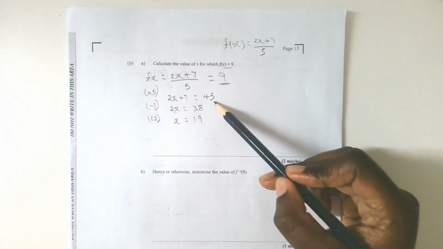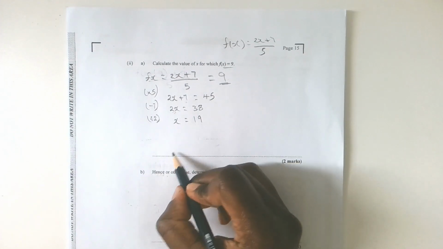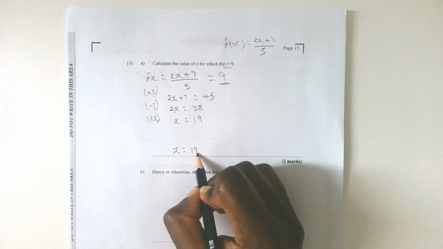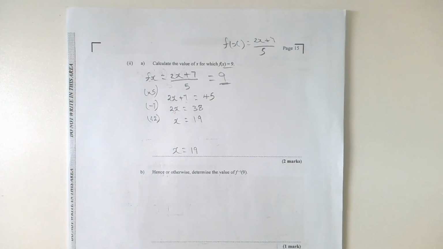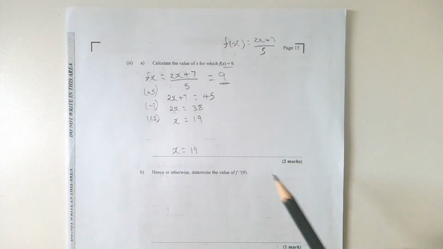Remember you can use your calculators to find these values as well. So x is going to equal 19. Now it says hence or otherwise determine the value of f inverse 9. So the inverse of f of x, so f inverse 9.